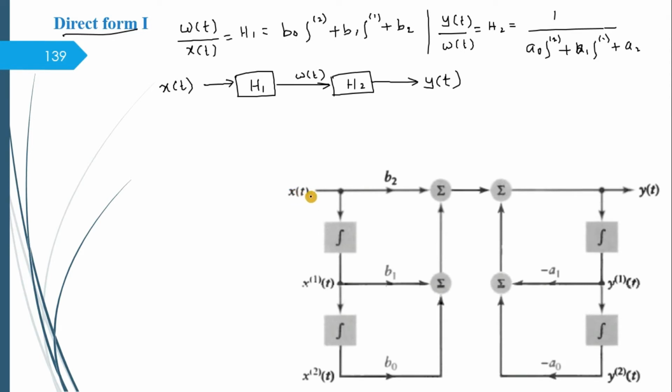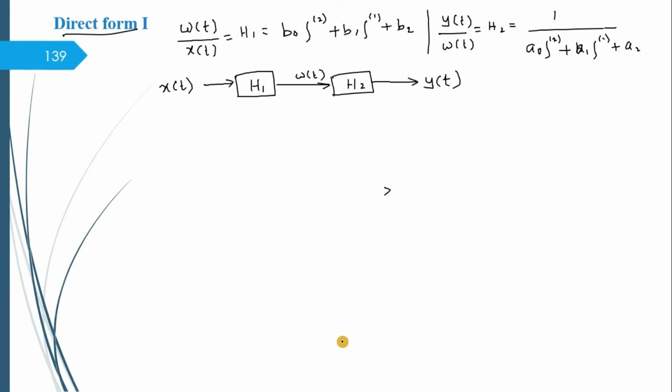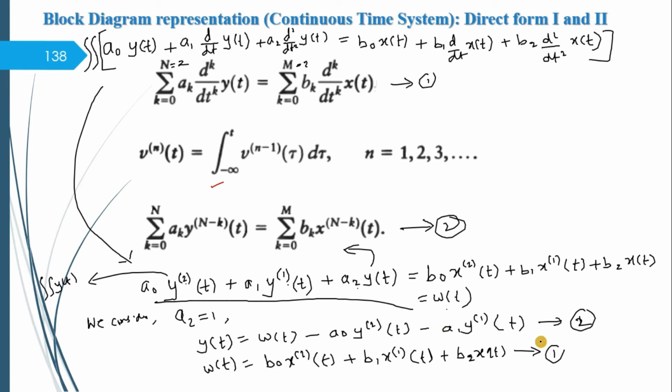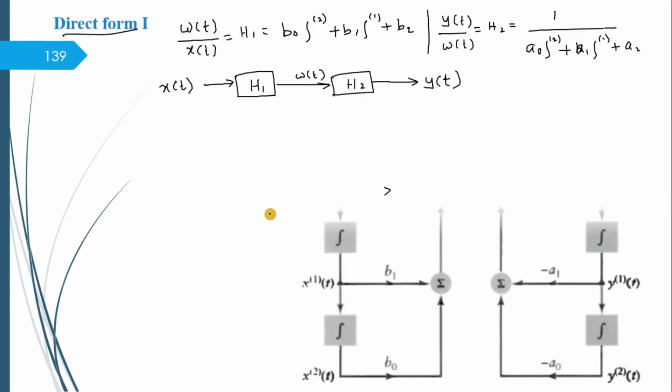So let me take that diagram. X of t is here. 2 time integration. Integration number 1, integration number 2. So b2 is without any integration. So I just pass it without any integration. This is b2. It's done. b1 with one time integration, x1 of t. That's the meaning. Refer equation 1: b naught x2 of t, b1 x1 of t plus b2 x of t.